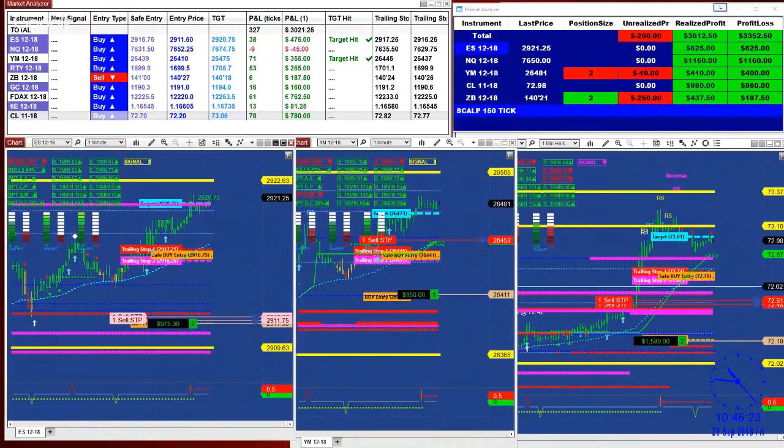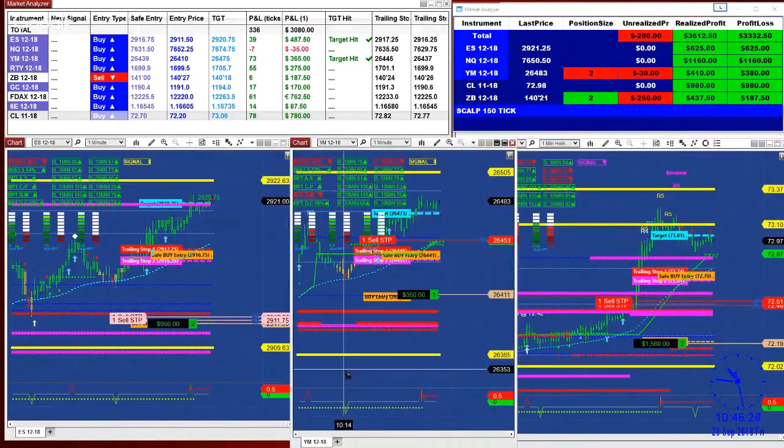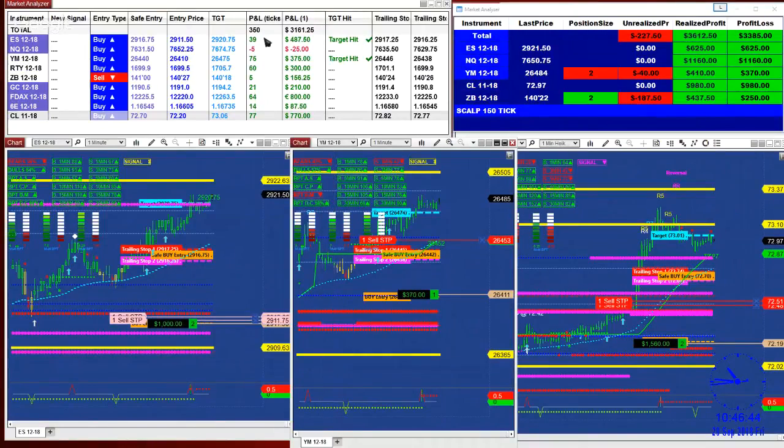Let's see what else we have. Not much. We are watching the Nasdaq closely, and right now we are at 350 ticks based on the last entry signal, based on one contract. And why do we do that?